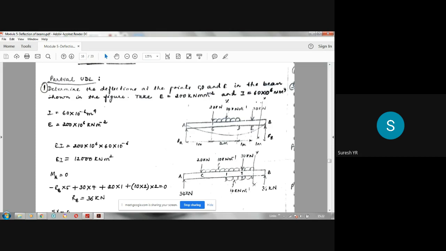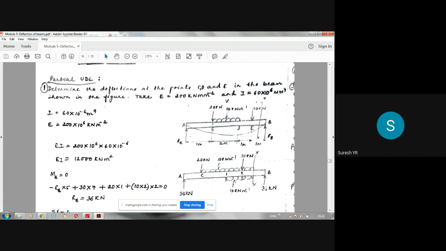So millimeter to the power minus 2 means it is per millimeter square, and I value 16 into 10 power 6 millimeter power 4. So they have given the values in millimeters. So let us convert that into meters. So I value is 16 into 10 power minus 6. See here, millimeter to power 4, if you convert this into meter power 4, the value will be, 1 millimeter is 10 power minus 3 meter.